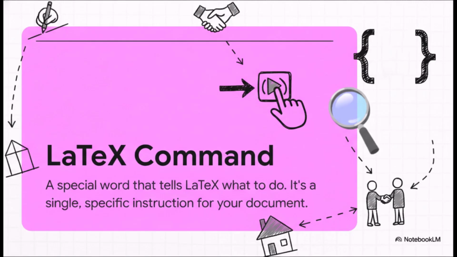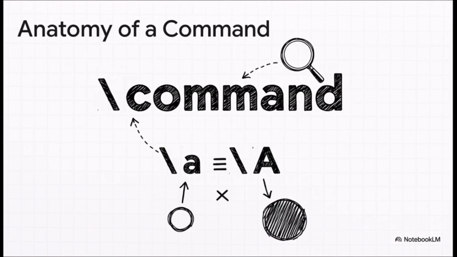So, that first building block is called the command. A command is basically just a special word that gives LaTeX one single specific instruction. Think of it like a verb. You're telling the document to do something, like make this text bold, or start a new page right here. So, how do you even spot a command? It's super easy. They always start with the backslash.